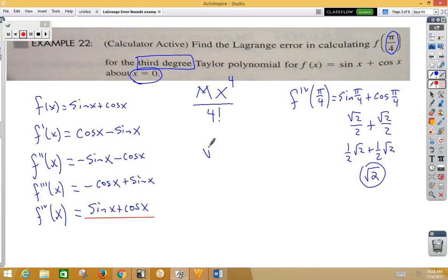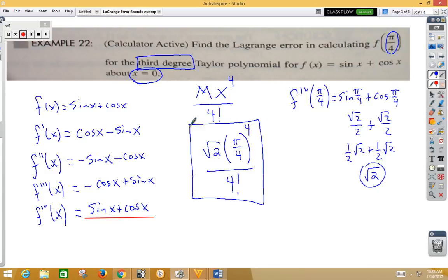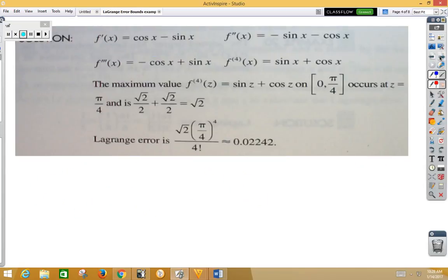So we're going to have root 2 something to the fourth power over 4 factorial. Now that something to the fourth power is pi fourths. So this would be our upper error bound. Now, because it was a calculator active question, one would suspect they would want you to go ahead and type that in. If you were to type that in, you would get the decimal 0.02242.